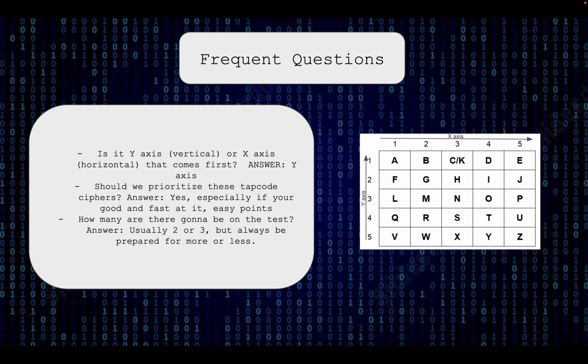A few frequent questions. Is it the y-axis, which is the vertical, or the x-axis, which is the horizontal, that comes first? The answer is the y-axis. The y-axis is the one going up. You always want to go down or up before going right. Should we prioritize these Tapcode ciphers? The answer is yes, completely, especially if you're good and fast at it. It's really easy points to get, especially if you know how to do it very well.